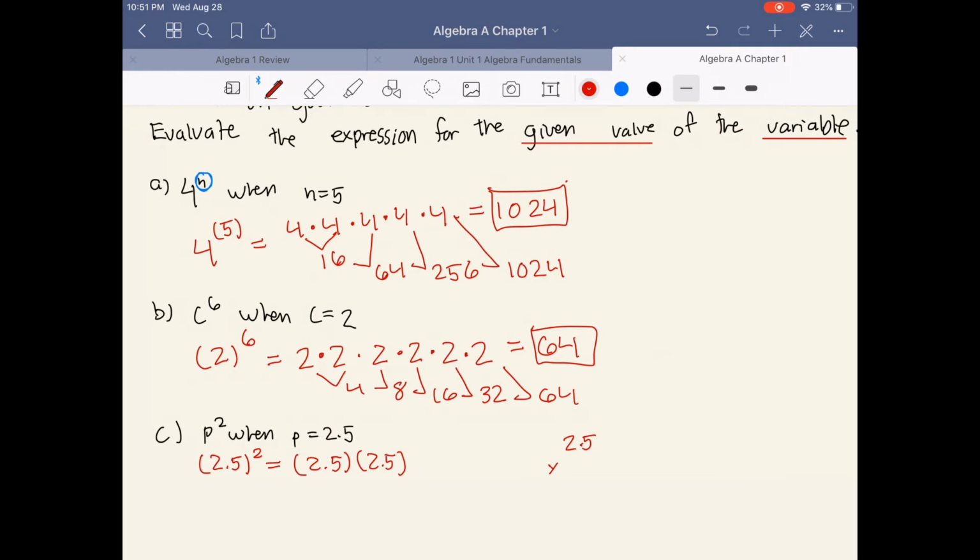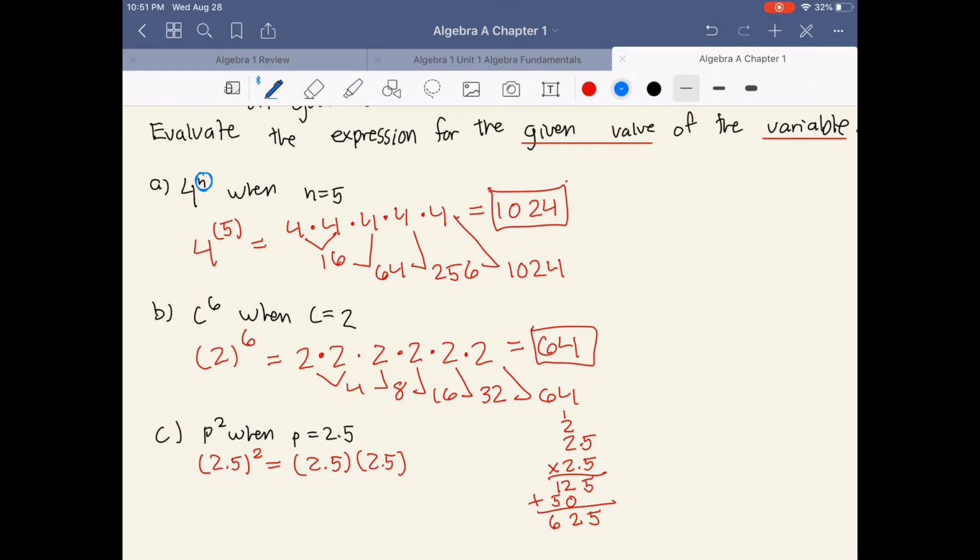2.5 times 2.5. Okay, go step by step. We'll deal with the decimals at the end. So 5 times 5 gives us 25. Carry the 2. 5 times 2 gives us 10 plus 2. That's 12. 2 times 5 gives us 10. Carry the 1. 2 times 2 gives us 4 plus 1, which is 5. Okay, now you add 5 to nothing, 5. 2 plus 0, 2. 1 plus 5, 6.